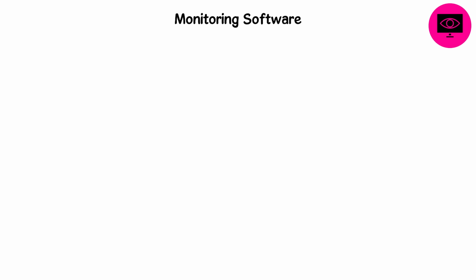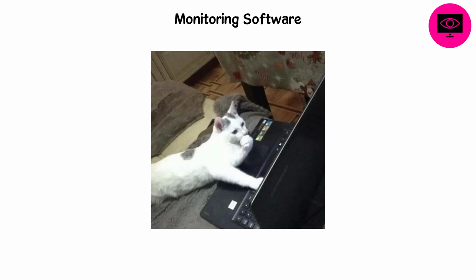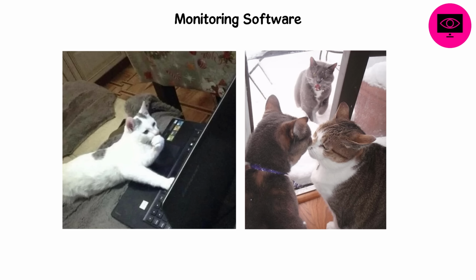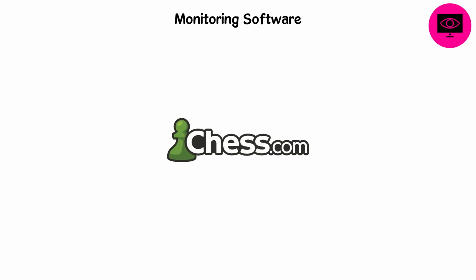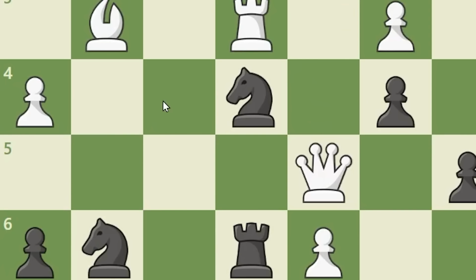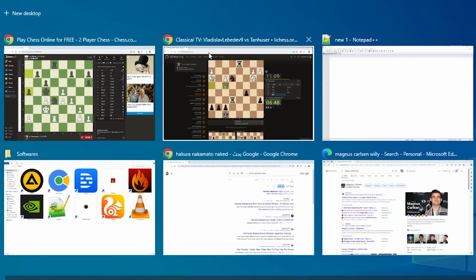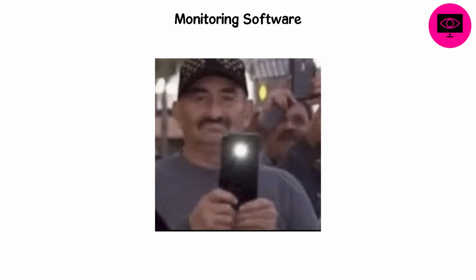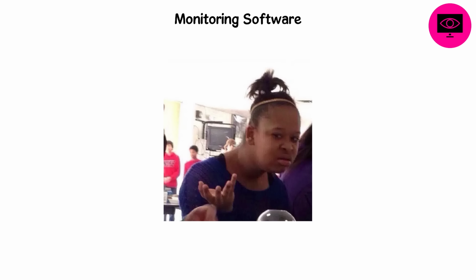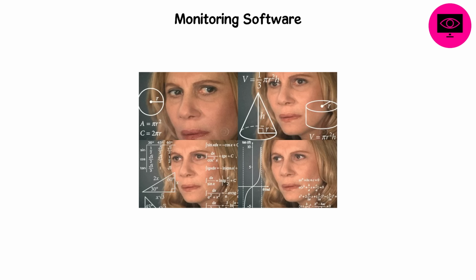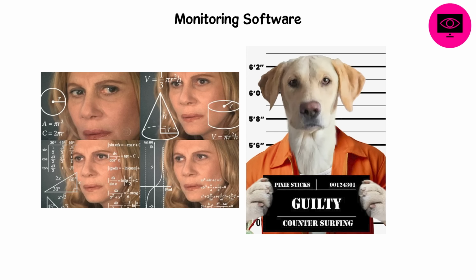Monitoring software. Monitoring software is often used to detect weird behaviors that might suggest an engine is used. On chess.com, for example, anytime you move your mouse, open a new tab, or switch to a different application, your activity is recorded. When they're suspicious of your chess game, they'll look back at the data, analyze it thoroughly, and decide whether you're guilty or not.